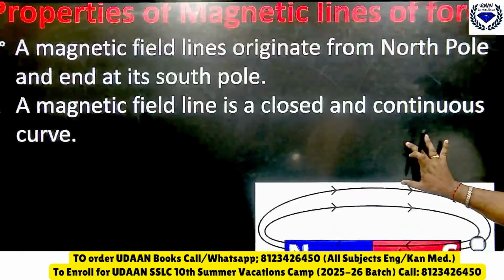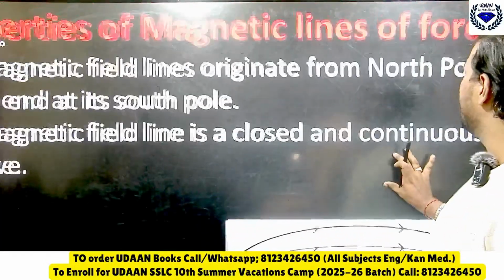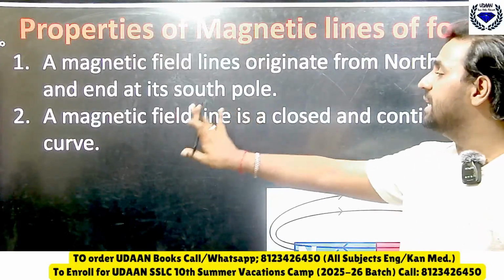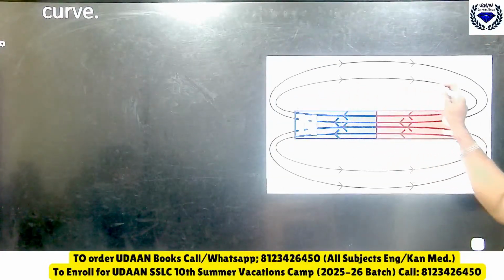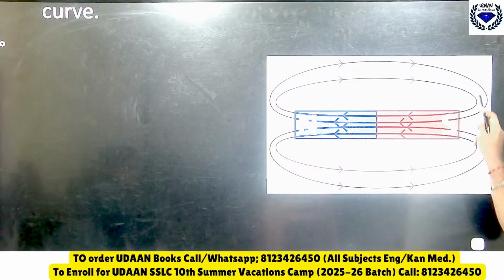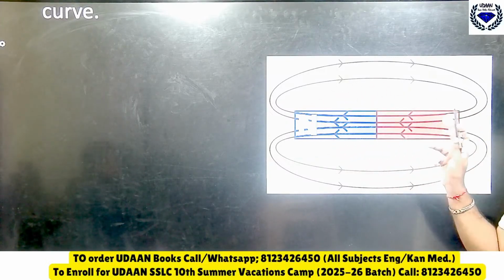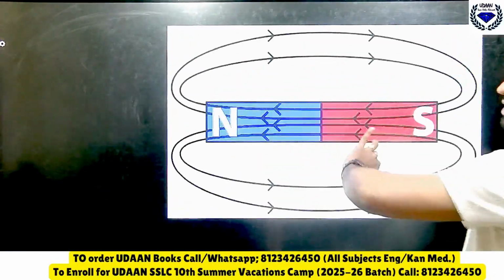Okay, see here, what is the first property? The magnetic field lines originate or start from the north pole and end at the south pole outside the magnet. Then a magnetic field line is a closed and continuous curve. You see here the magnetic field lines are closed, but continuous. Do you think it is only outside? No, the magnetic field lines are closed and continuous curves.